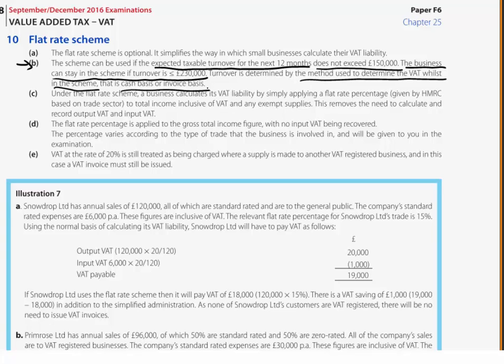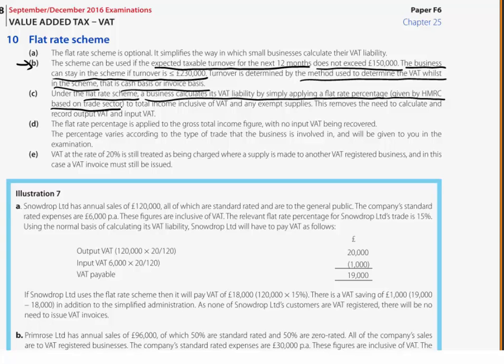Although we can't run the cash accounting scheme, we can do our calculations of the tax to be paid on a cash basis. How does the scheme work? Under the flat rate scheme, a business calculates its VAT liability by simply applying a flat rate percentage given by HMRC based upon the particular trade sector that business is within. So there are set levels, set flat rate, hence its name, flat rate percentages applied.